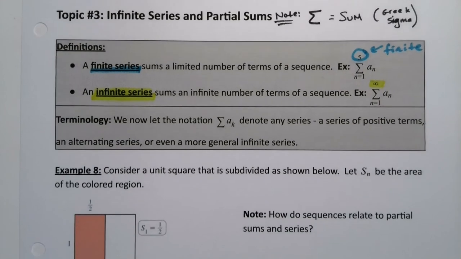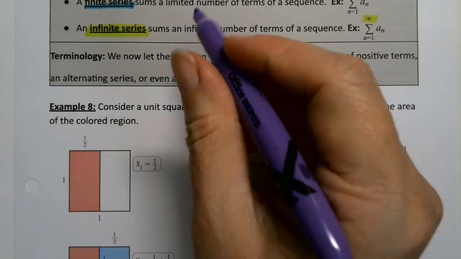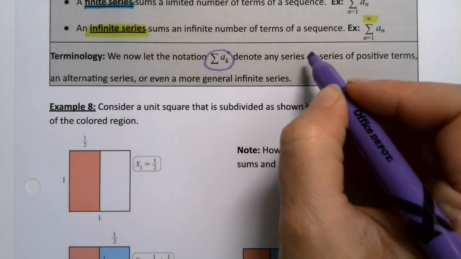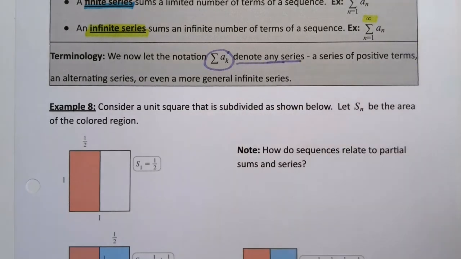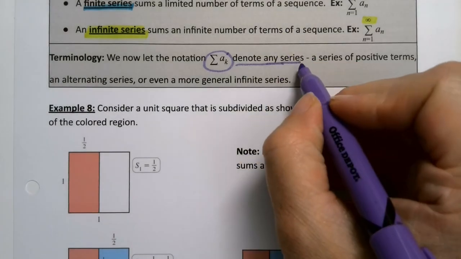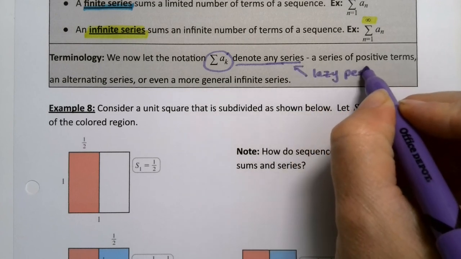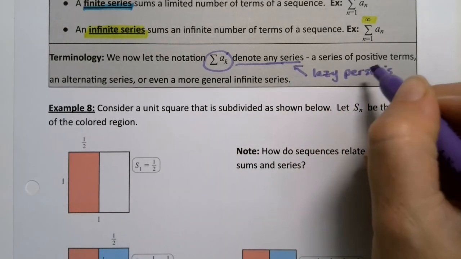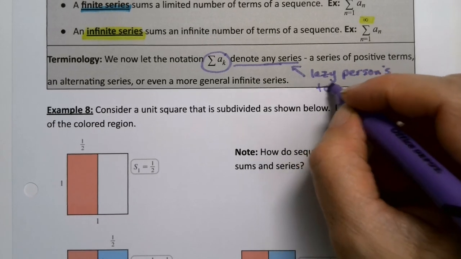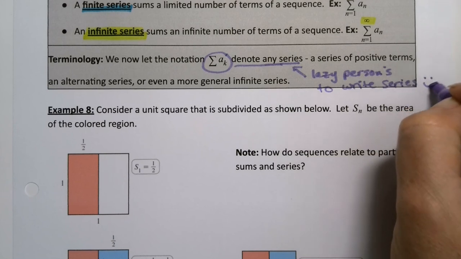All right, but there's a little bit more going on that we kind of want to denote. Oh, and before I go any further, just really quickly, this notation denotes any series, whether a series of positive terms, negative terms, alternating terms. It's just a fast way to write series. It's the lazy person's way to write a series. And I will use it regularly.